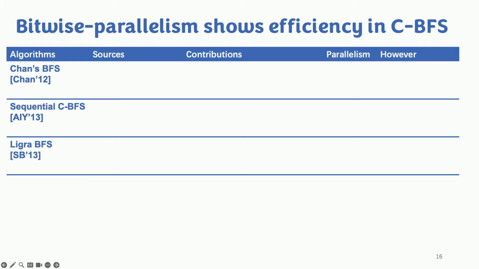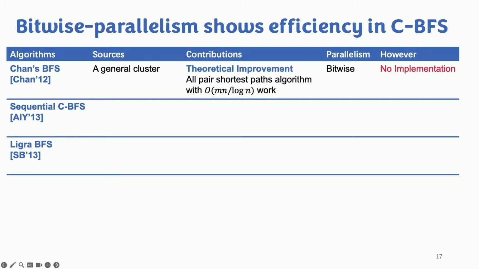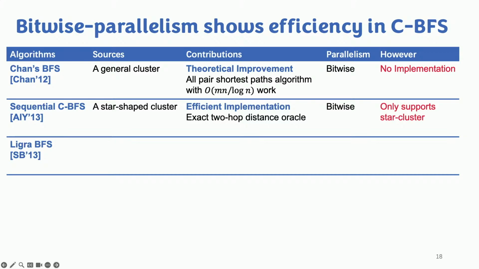And bitwise parallelism shows efficiency in cluster BFS both in theory and practice. In theory, Chen's algorithm used this idea to design an all-pair shortest path algorithm and shave the work by a log n factor. But it does not have an implementation. And in practice, Akiba and others implemented cluster BFS and applied it in a distance oracle algorithm. We refer to this algorithm as AIY.